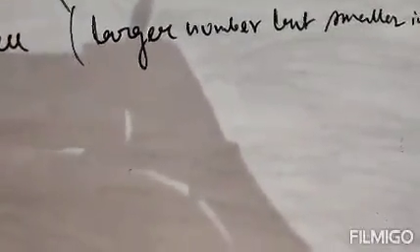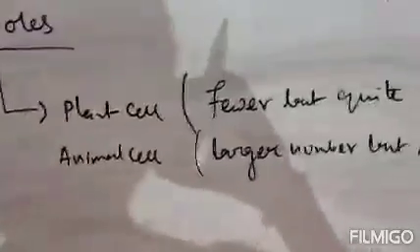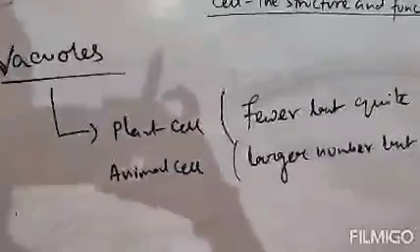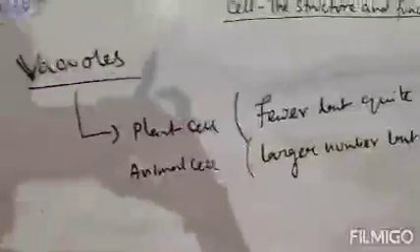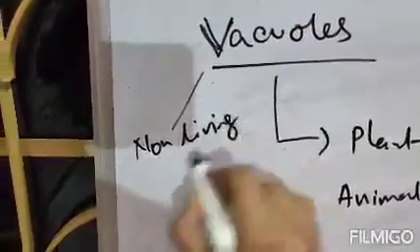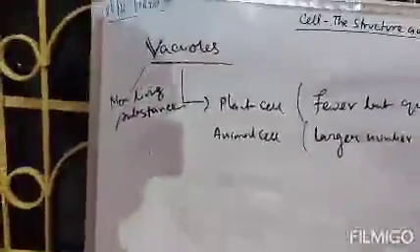Now what is actually vacuole? Vacuole is actually non-living substances or non-living inclusion present in the cytoplasm. Clear? And this vacuole is like a hollow part or porous part present in the cell, and it is a non-living substance. This is not a living substance, this is a non-living substance present in the cytoplasm.